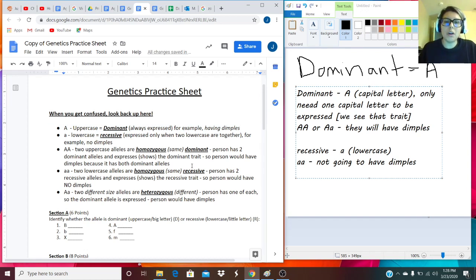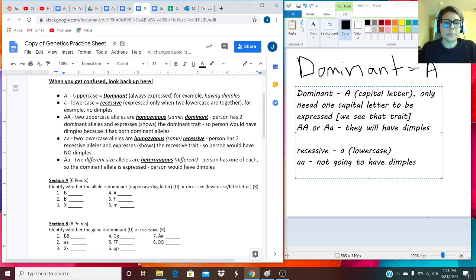If you already know how to do this, then this video isn't really for you. But if you just need help, this video is for you guys. So if you want to stick around, let's continue. We have dominant and recessive, which is just uppercase and lowercase. If we have at least one dominant, one uppercase letter, we will see that trait. For recessive, we need two.